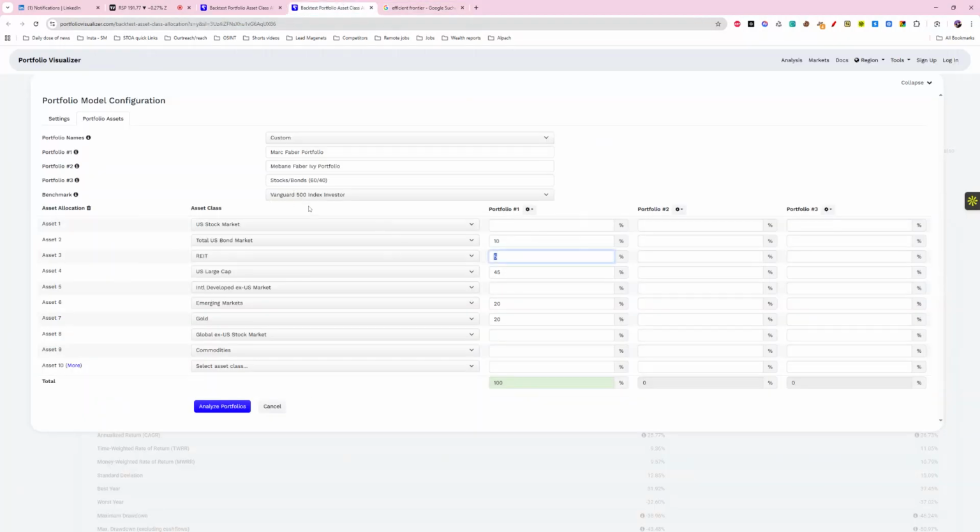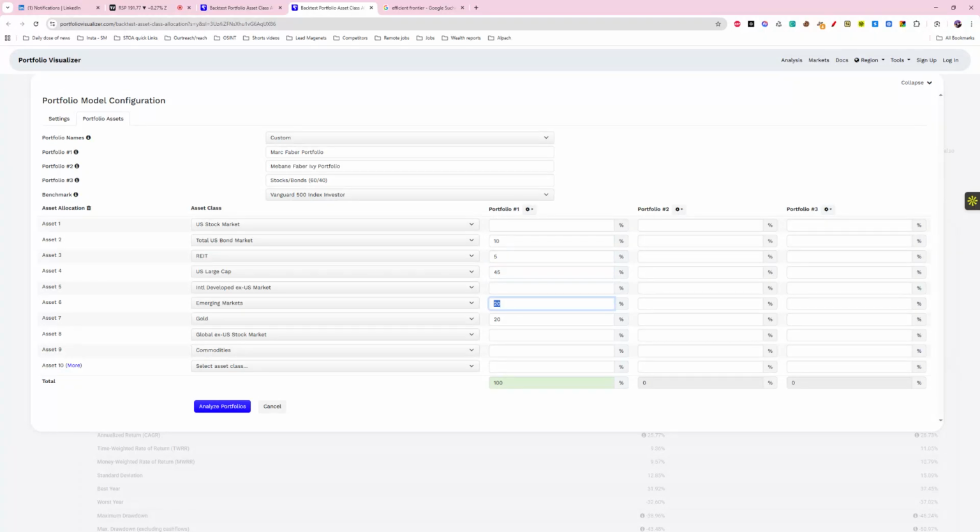Over here, I have added 10% into the bond market, 5% into real estate, and 45% in large cap, because large cap for me has the highest return based on trading metrics. So the highest return for the lowest risk in comparison, which we call risk adjusted return, or the Sharpe ratio at a professional level.